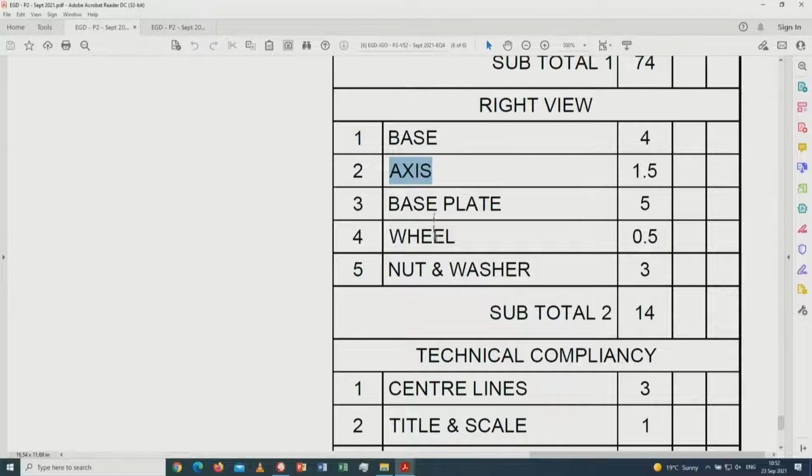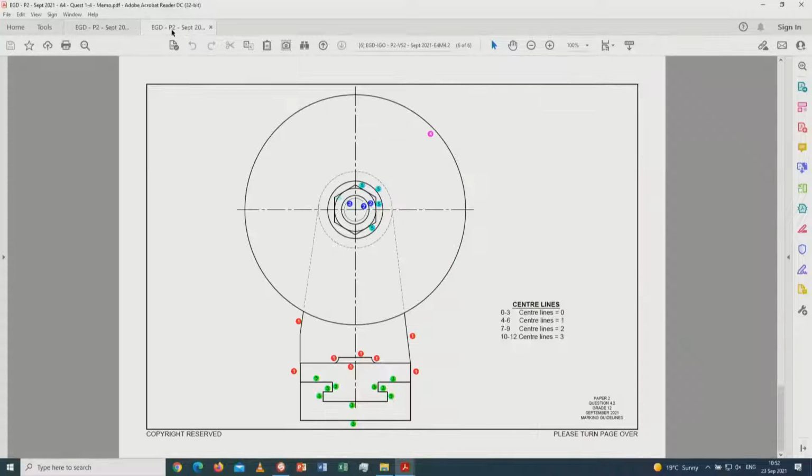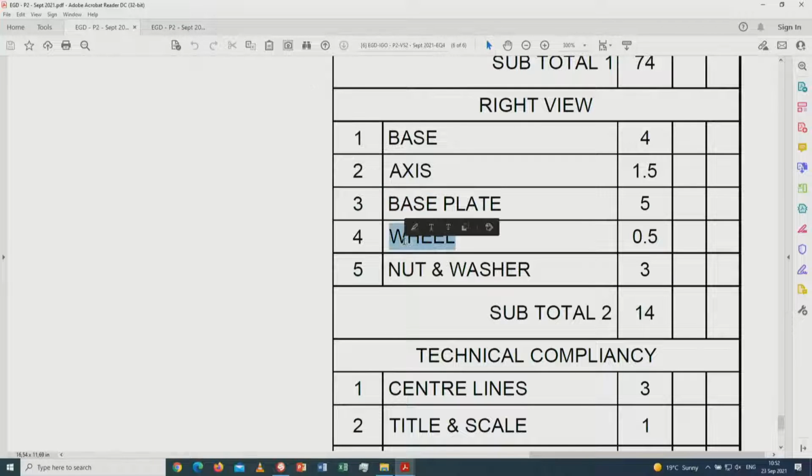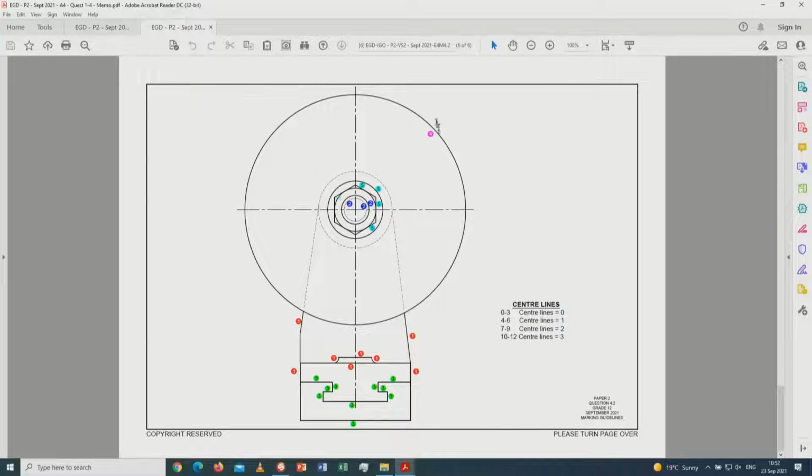It's 1.5. The base plate must be 5 millimeters. Sorry, this is messing up. The base plate itself is 5. So this is the base plate. 1, 2, 3, 4, 5, 6, 7, 8, 9, 10. Divide 2 gives you 5 marks. The wheel is 0.5. So therefore, for the wheel, it's a half a mark over there.